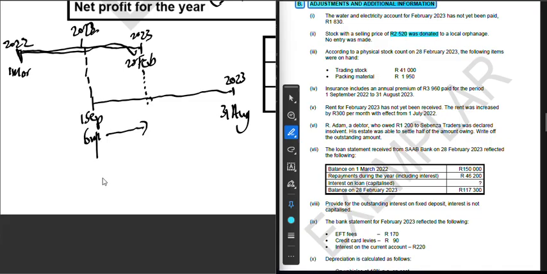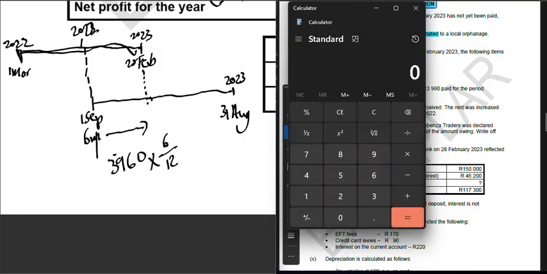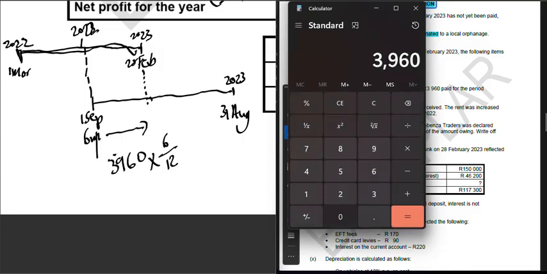So how is the calculation going to be? The calculation is basically going to be simple. We're going to say the annual premium, which is 3,960, multiplied by, we need only 6 months out of how much? Out of 12 months, because this amount is for how many months? For 12 months. So let's open our calculator once more and do the calculation. This is 3,960 multiplied by 6 divided by 12.